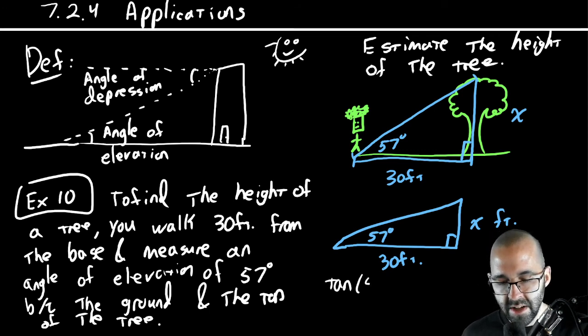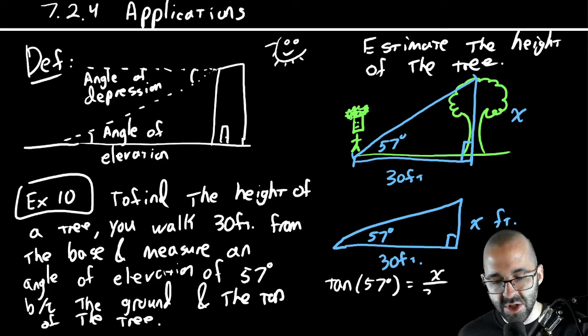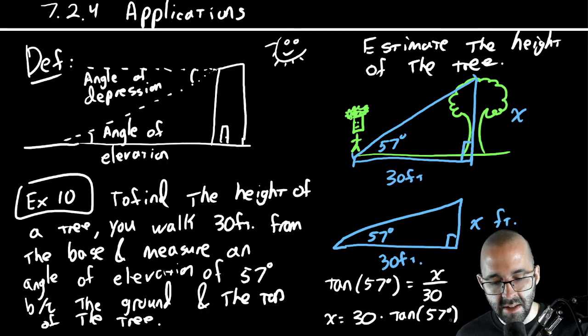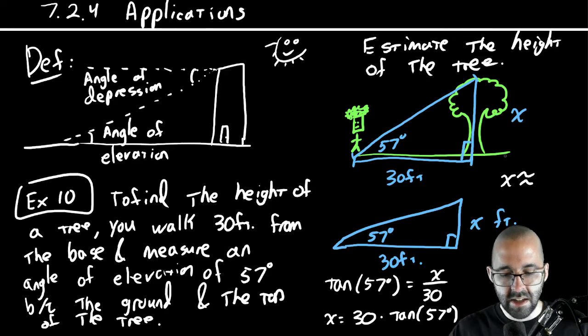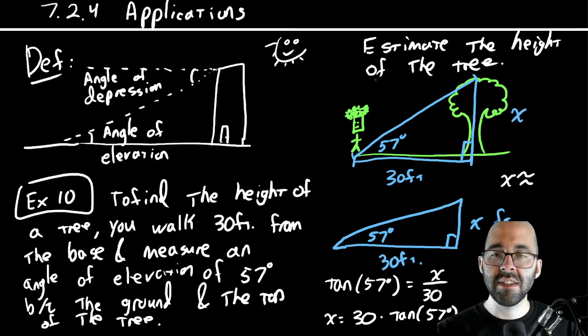The tangent of 57 degrees is the opposite over the adjacent. Solve for x. Multiply both sides by 30. You're going to get x is 30 times the tangent of 57 degrees. And you're going to type that into a calculator to get an approximation. 30 times the tangent of 57 degrees.